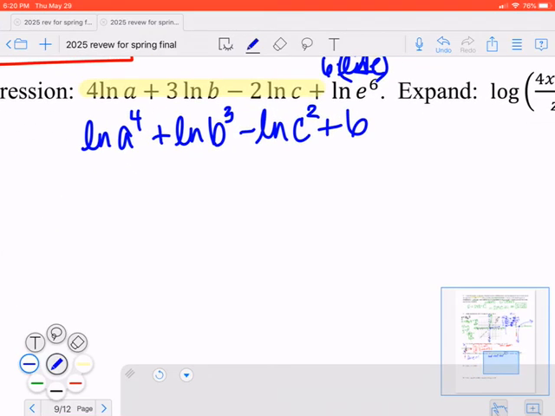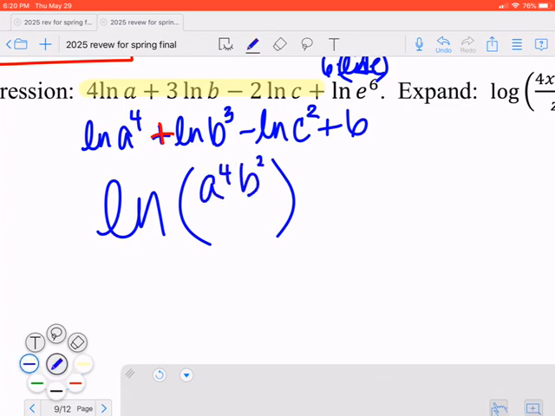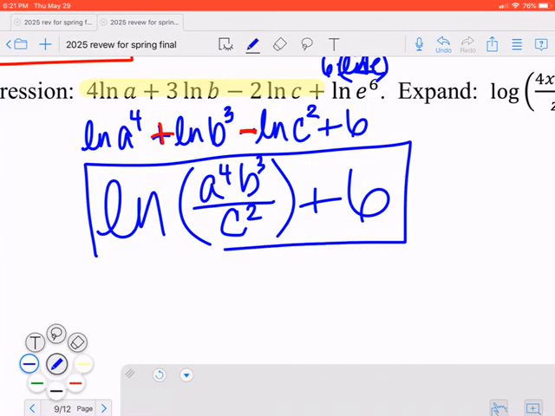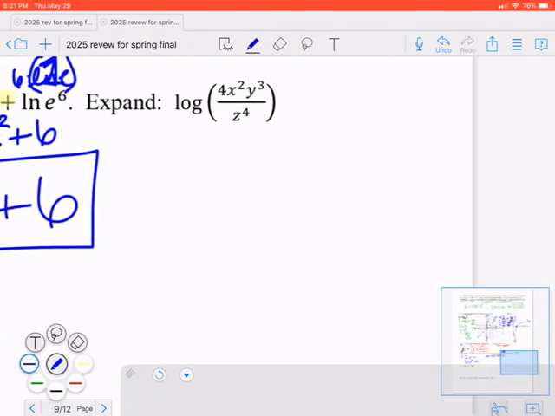Alright, and now I've got 3 natural logs that I can now combine. So the natural log of, we've got a plus between the a and the b, so those will be multiplied, a to the 4th, b to the 3rd, and then I'm going to put a fraction bar because this one is minus, so it goes to the bottom, c squared, and then my plus 6. That was condensing, and now we're going to expand.